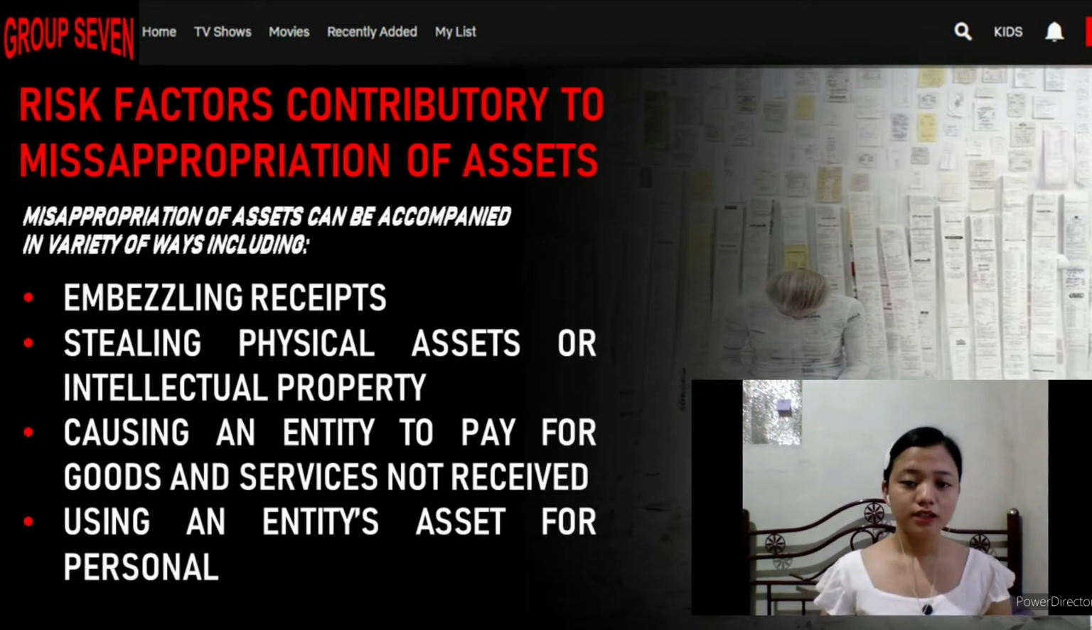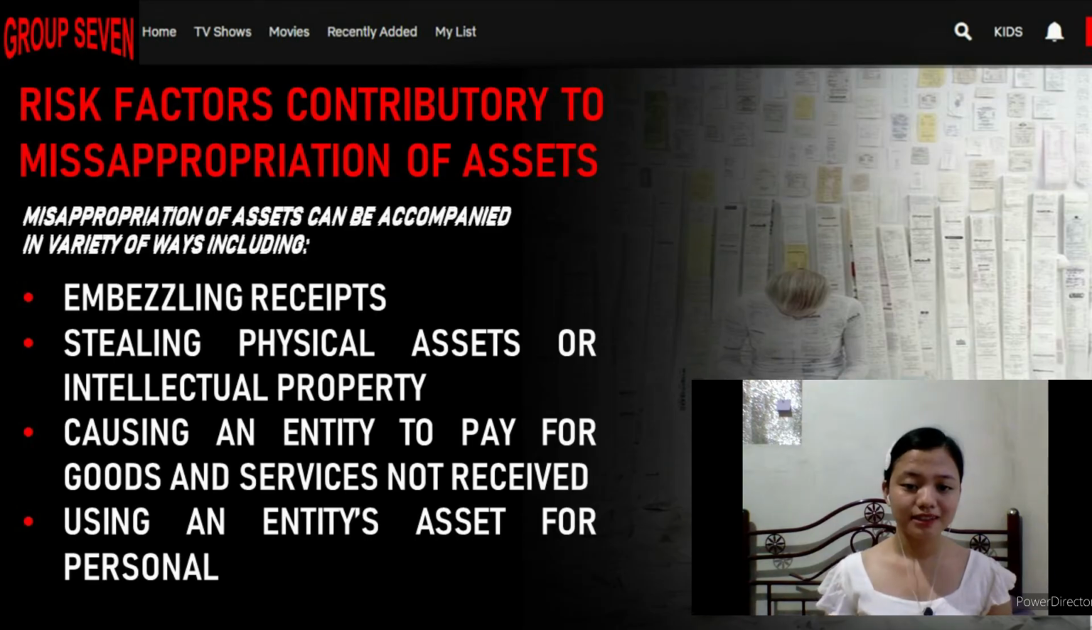Also, causing an entity to pay for goods and services that are not received. If you can recall in our accounting lesson, there is a principle called revenue recognition principle that suggests that businesses should not recognize revenue until the service or goods are delivered and not recognize expense until the service or goods are received. It occurs in situations like payments to fictitious vendors, or what people call scammers, and kickbacks paid by vendors to entities' purchasing agents in return for inflating prices.